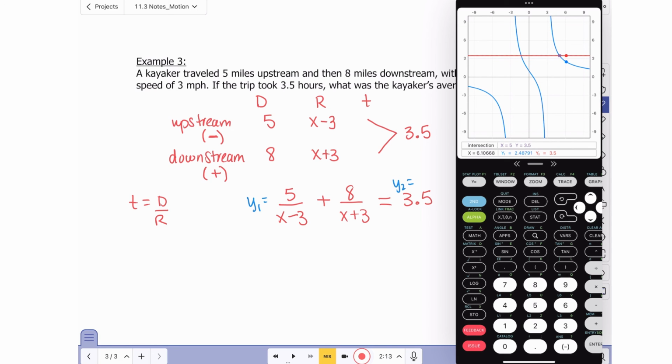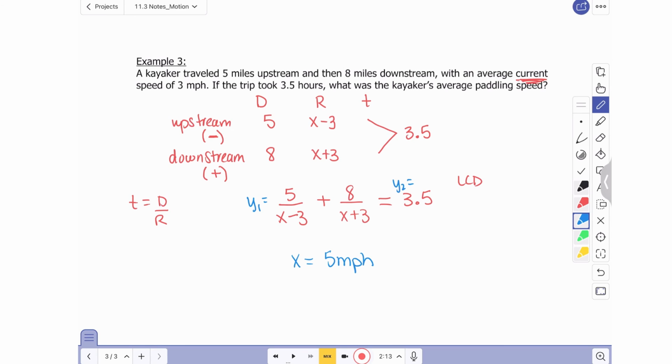Now, do you see where we have this point of intersection right here? The x value is 5. So that means that my x value is 5 miles per hour. Well, let's see what it's asking us to find again. It says, what was the kayaker's average paddling speed? Well, that's our average paddling speed right here, 5 miles per hour.